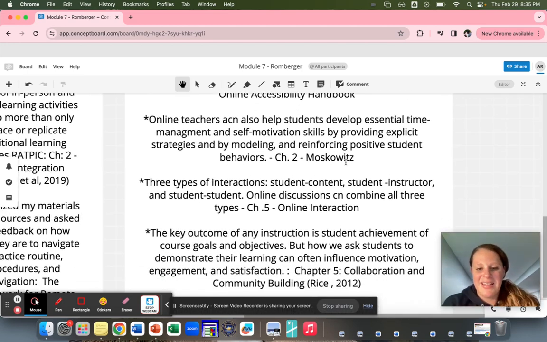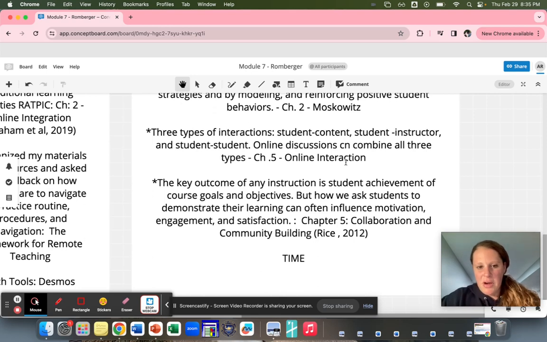And then I just picked some things that have really stood out to me when I was doing my reading. Online teachers can also help students develop essential time management and self motivation skills by providing explicit strategies, by modeling, and by reinforcing positive student behaviors. So, right, having that time to make sure that we're modeling what those behaviors are, giving them those strategies, reinforcing that positive student behavior. So, connecting back to that student social and emotional well-being, right? And making sure that we are helping them with those things.